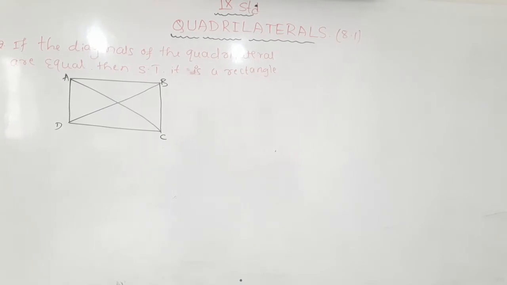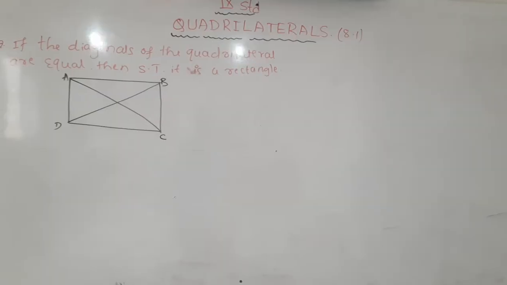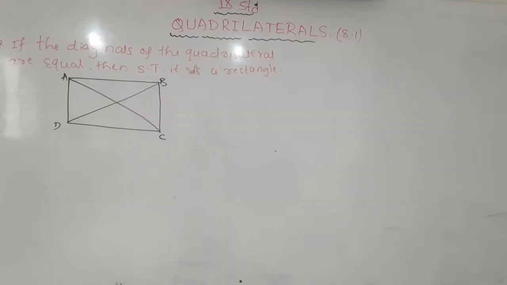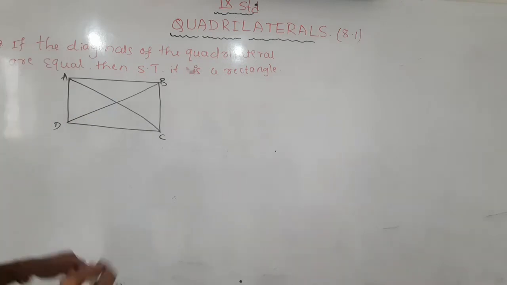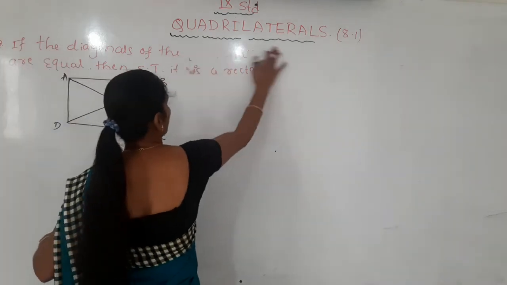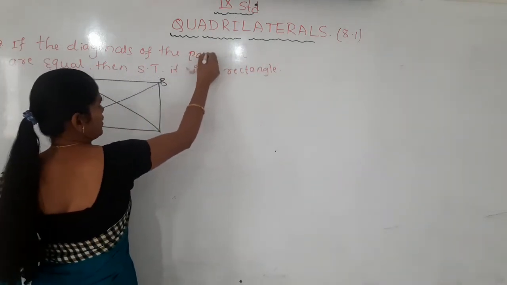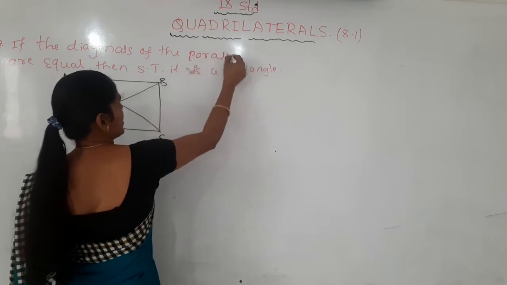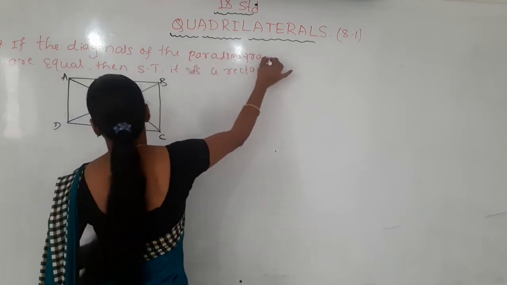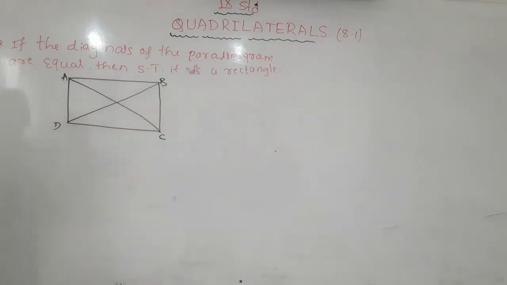Next, come to the second question. What is the second question? If the diagonals of a parallelogram, not a quadrilateral, a parallelogram, are equal, then show that it is a rectangle.